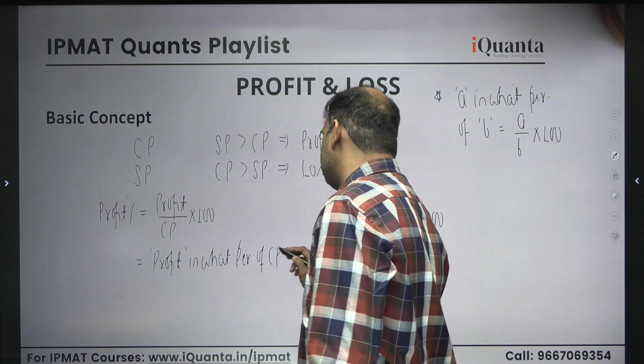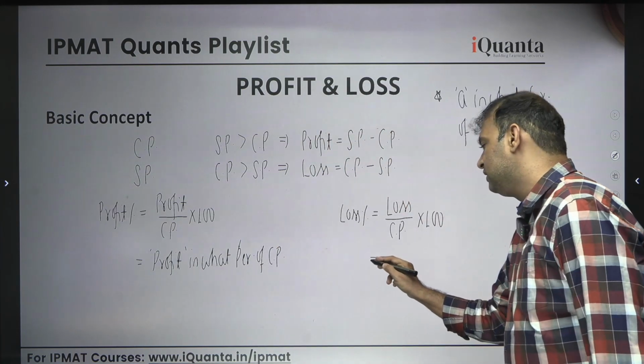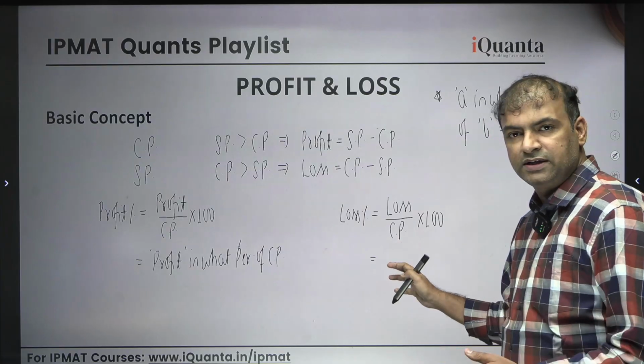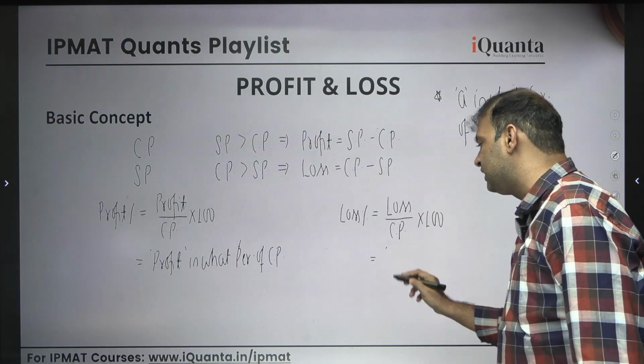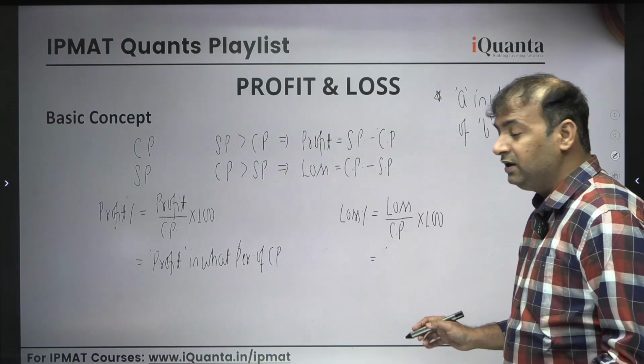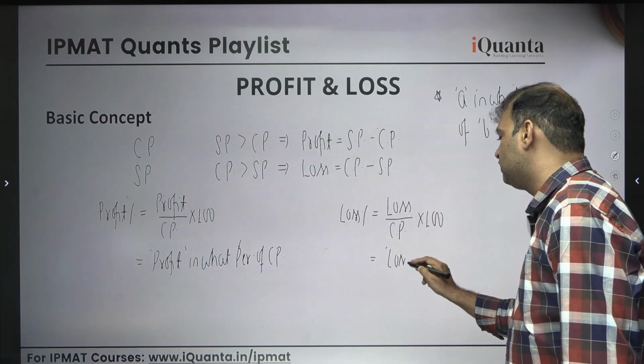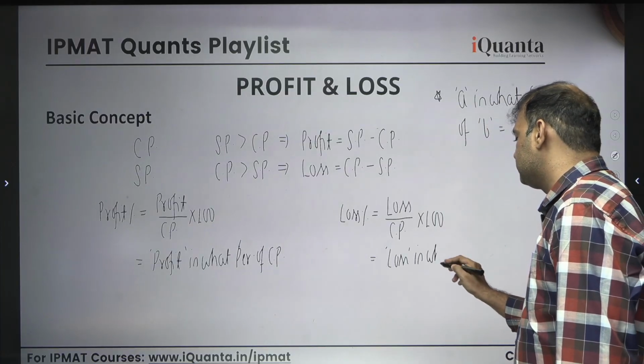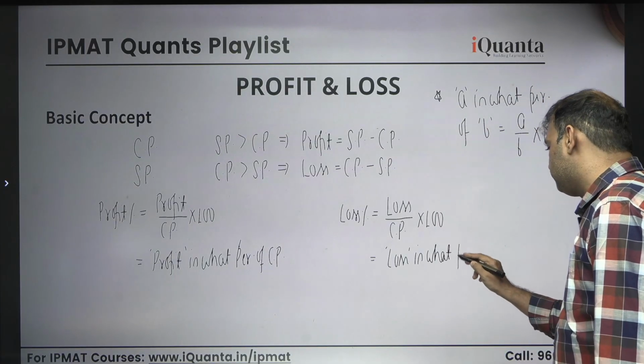All right. Similarly, we can say loss percentage is what? The same thing, guys. A is the loss, B is the cost price, right? So we can say this also, that A is what percentage of B. A is the loss and B is the cost price. All right. That means loss is what percentage of the cost price once again.